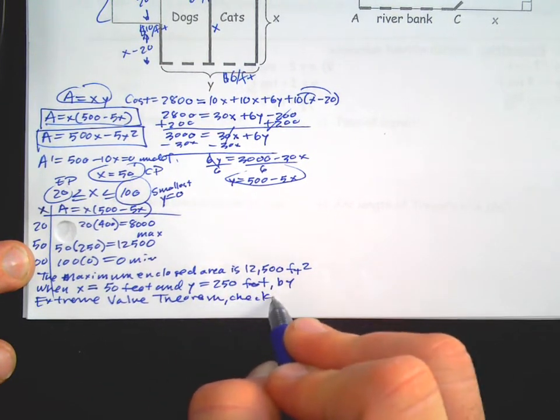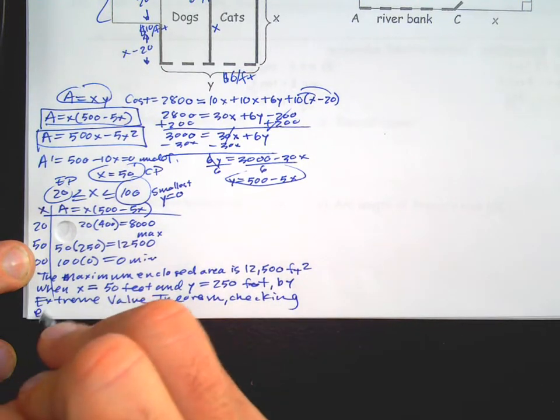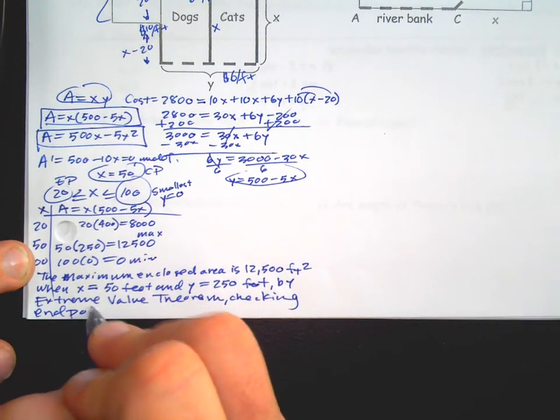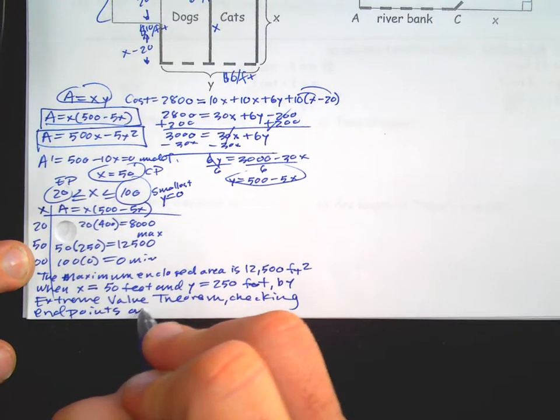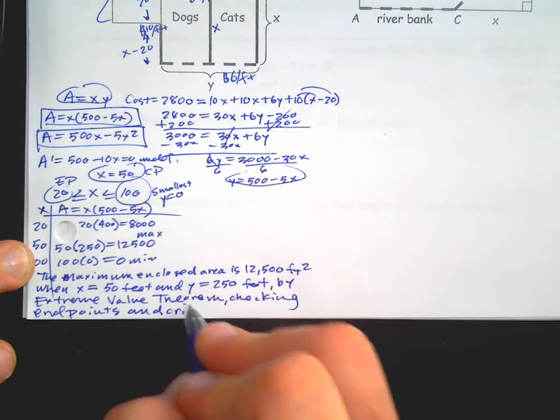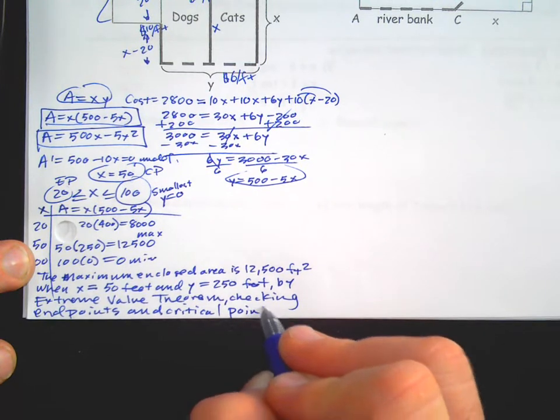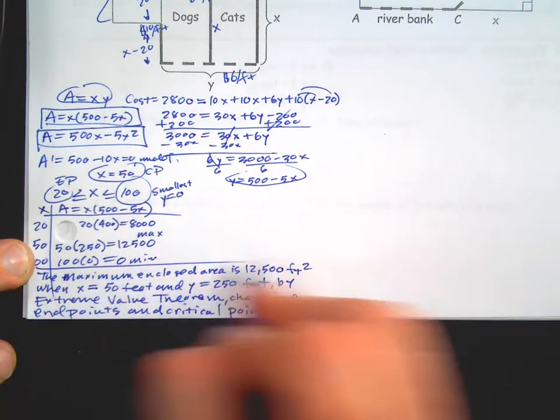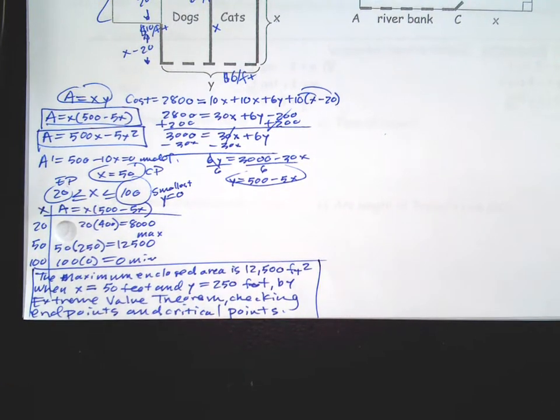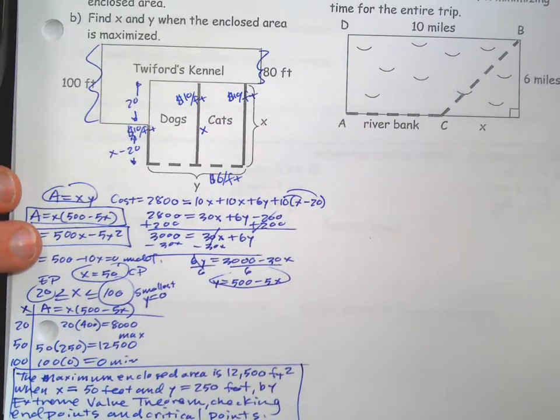Checking endpoints and critical points. So I do expect justification, units, good answers, if you want full credit on your test. All right, kind of a classic optimization problem.